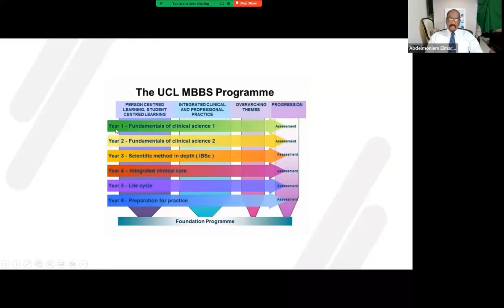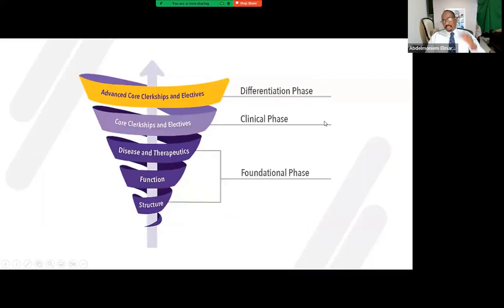They have the foundation of clinical science, one foundation. These are integrated horizontally, but they are also integrated with some issues running vertically. So this is the UCL curriculum, University College London.